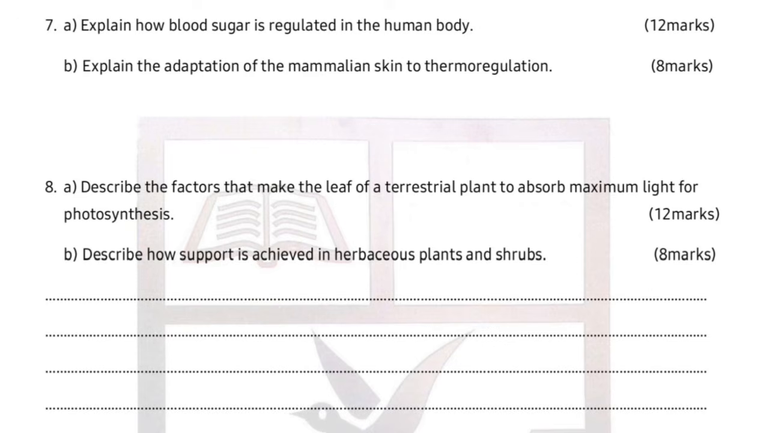When it comes to question 8, again, we have part A. We are talking about factors that enable the leaf of a terrestrial plant, this is a plant that is found on land, to absorb maximum light for photosynthesis. So essentially adaptations of a terrestrial plant to absorb as much light as possible for photosynthesis. And part B, describe how support is achieved in herbaceous plants and shrubs.